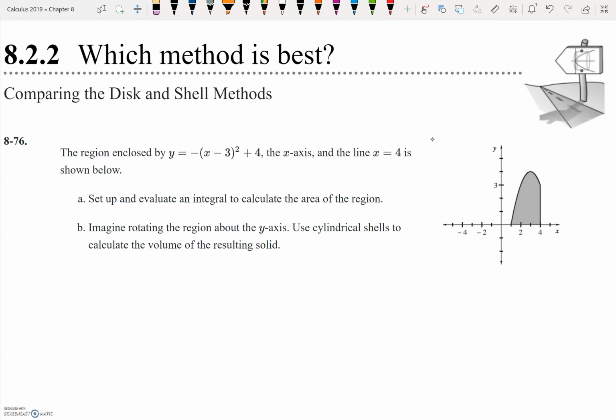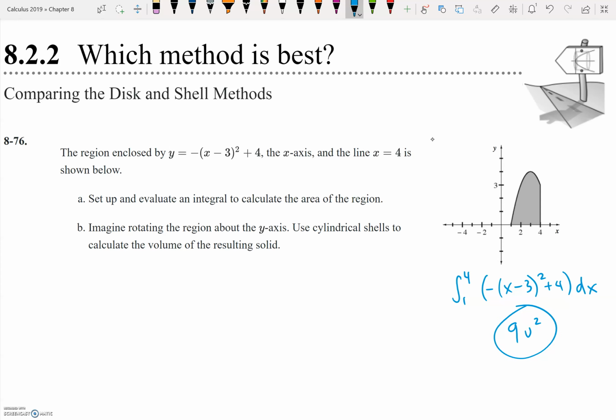So we are going to first calculate the area of this region, and this area is going to be the integral from 1 to 4 of everything under our parabola. So we'll do negative (x minus 3) squared plus 4 dx. And if we plug that into our calculator, we'll get a nice 9 units squared.